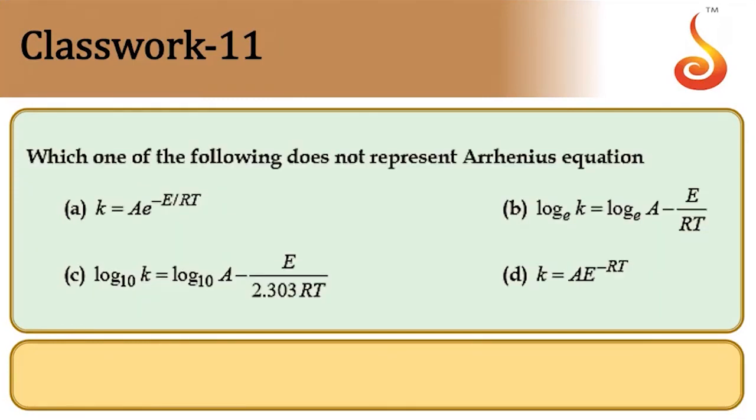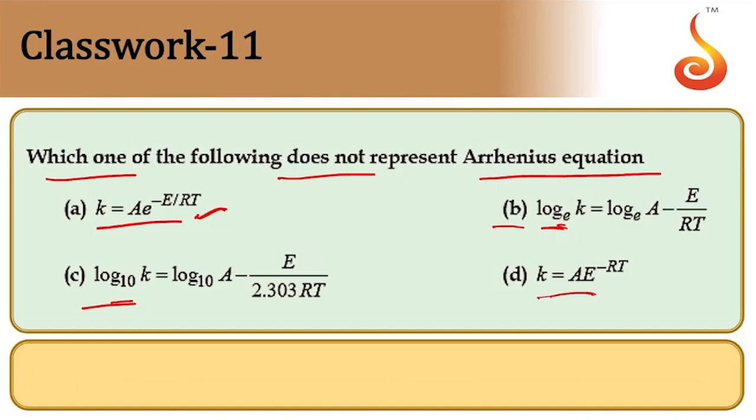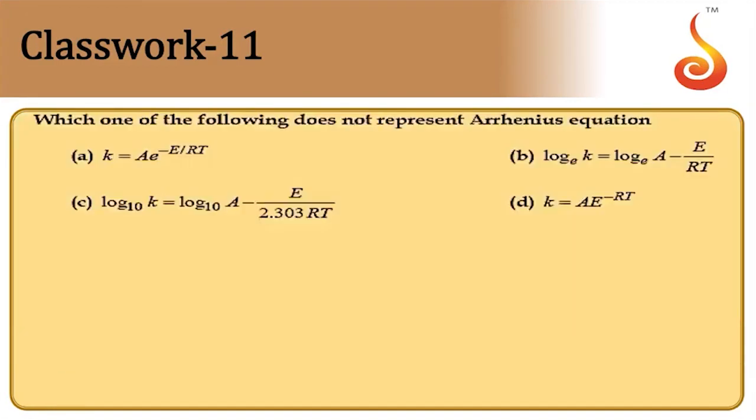Then, which one of the following does not correspond to the Arrhenius equation? Option A is the basic form of the Arrhenius equation, and option B is a logarithmic form of this equation, to base e. Option C is the same logarithmic form, but to base 10, and D cannot be the Arrhenius equation. So A is the basic form, B and C are logarithmic forms, and D is the answer which does not correspond to the Arrhenius equation. So the answer is D.